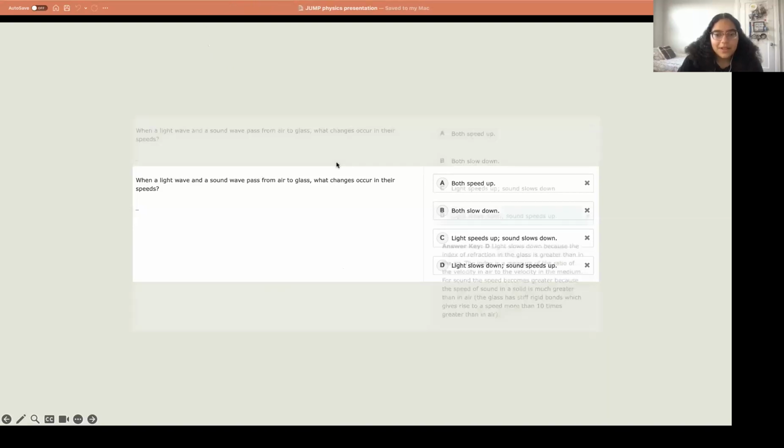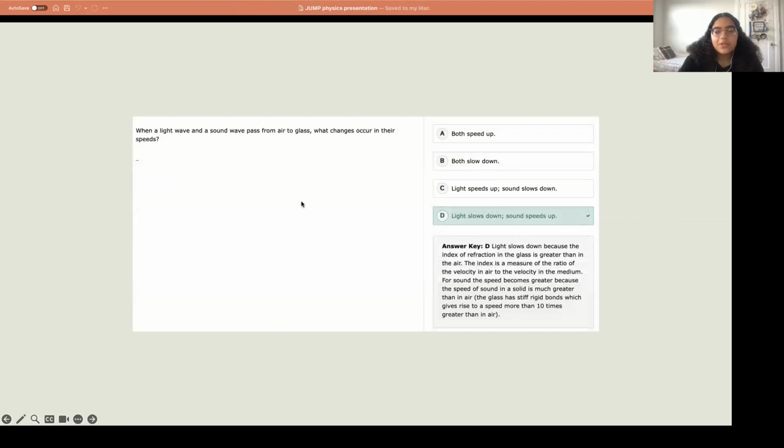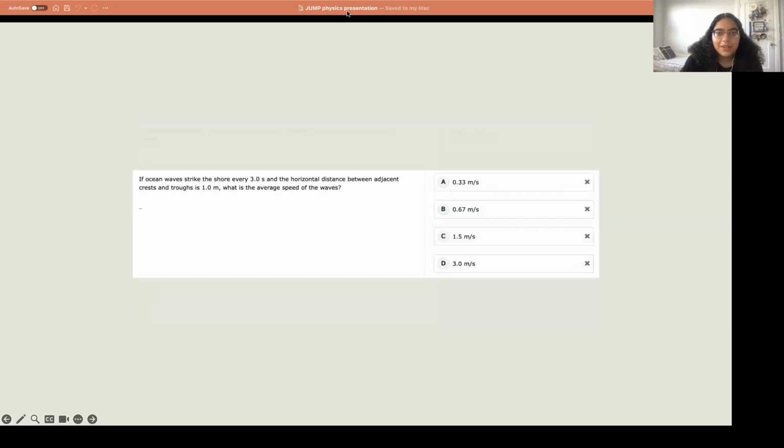If you guys got it, it's going to be D. As we mentioned, sound speeds up in liquids compared to gases, and in solids compared to liquids. So sound speeds up because it's moving from a gas to a solid, but light slows down because it's moving to a denser material, and the index of refraction is higher for glass than it is for air. So for light, it's slower in denser materials, but sound is actually faster. Good, you guys remembered from before, which is great.